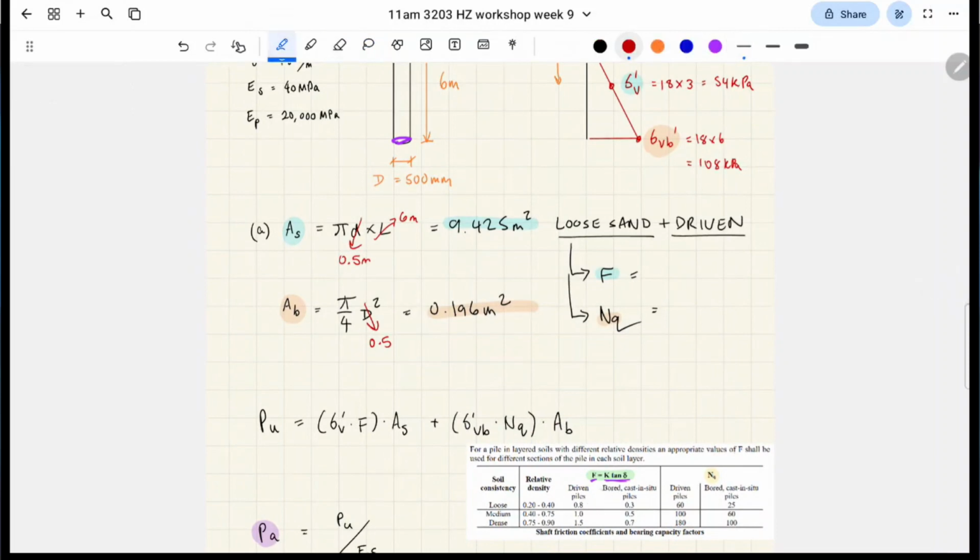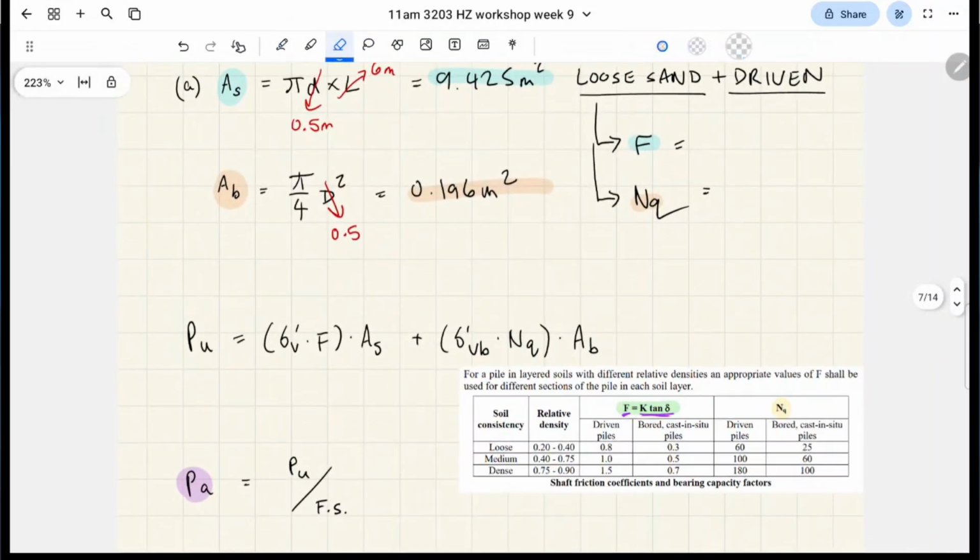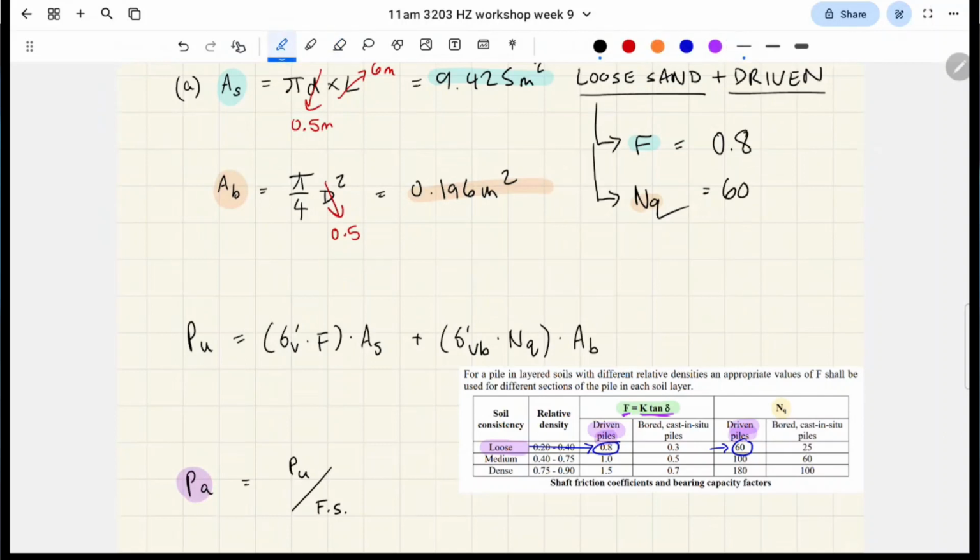Okay. So from this table, let's highlight it. We have loose sand, so that's going to be that top row, which I've highlighted in purple. And then it's a driven pile, right? So that's those two columns. What we have to do is go across like this, and then we find our values. So it's 0.8 for F and 60 for NQ, right? Make sense? Yep.